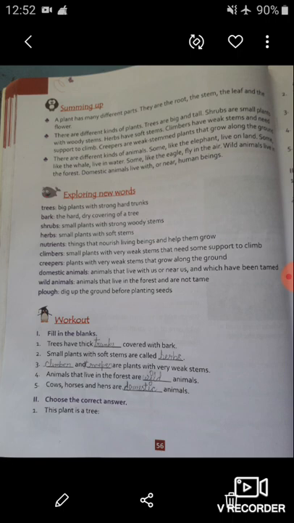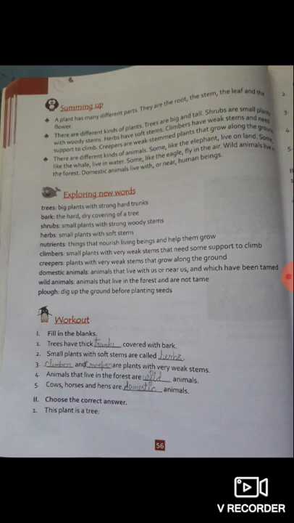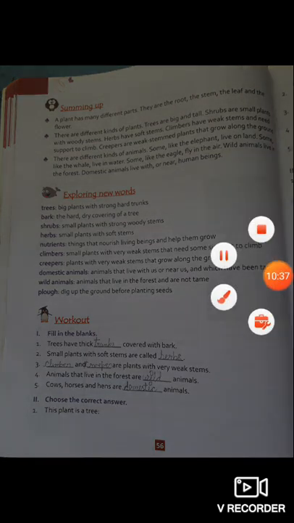Now students, the next topic is the types of animals: wild animals and domestic animals. Wild animals live in the forest, like lions, tigers, jackals and gorillas. Animals that can be tamed by humans and live with or near them are called domestic animals. For example, cows, horses, hens and dogs are domestic animals. They are useful to us in many ways, like we get milk from cows, eggs from hens and meat from goats.